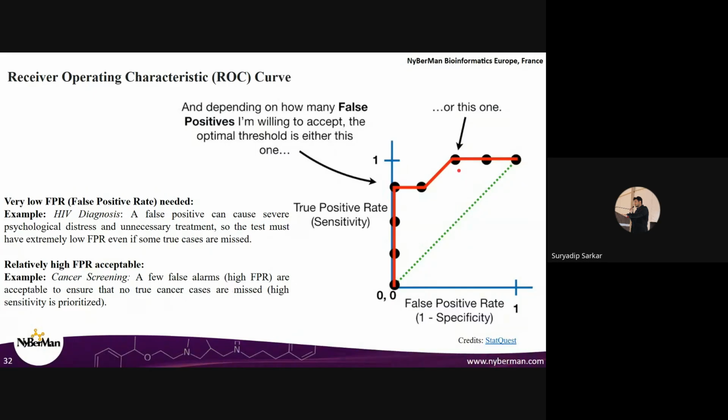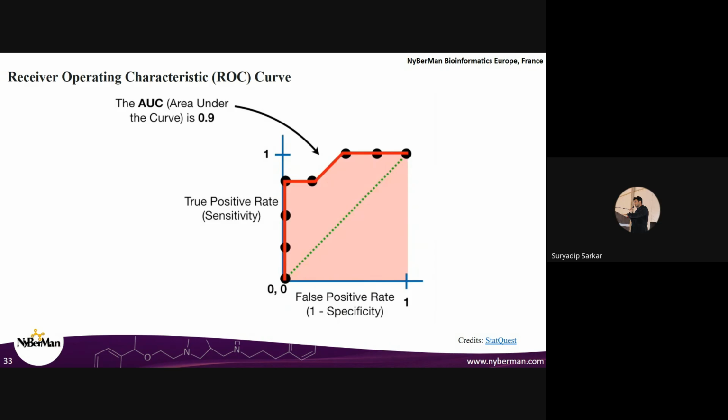Okay, so the choice of whether this one is going to be the best or this one is going to be based on how many false positives your model is willing to incorporate. That is how you are going to choose. Both of them have their own pros and cons. Now this is how you choose the threshold using a receiver operating characteristic curve, or an ROC curve.